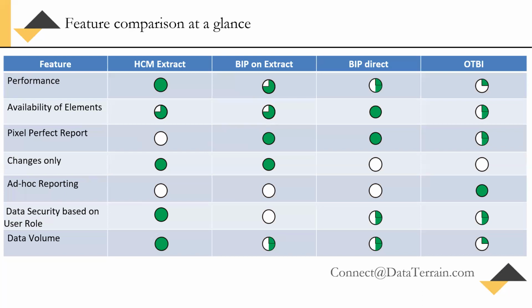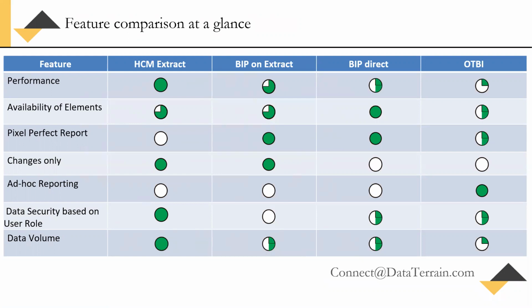And for data security, with HCM extract, whoever runs a report can only view the data. And for BIP, with the workflow, we can check the BIP data. So I have given 50% and OTBI 15%. And on volume of data, HCM extract gets a whole bunch of data.